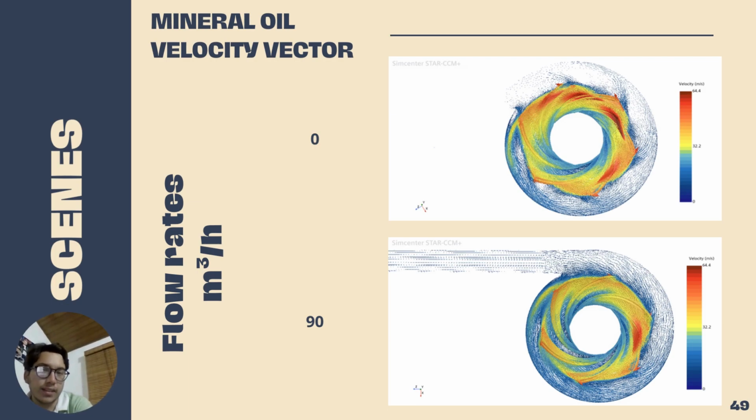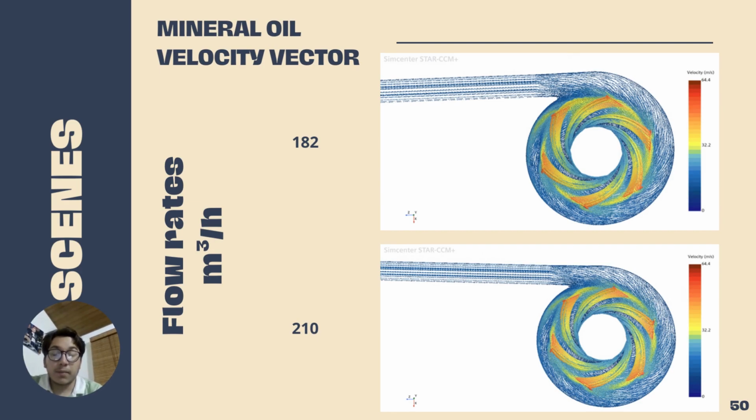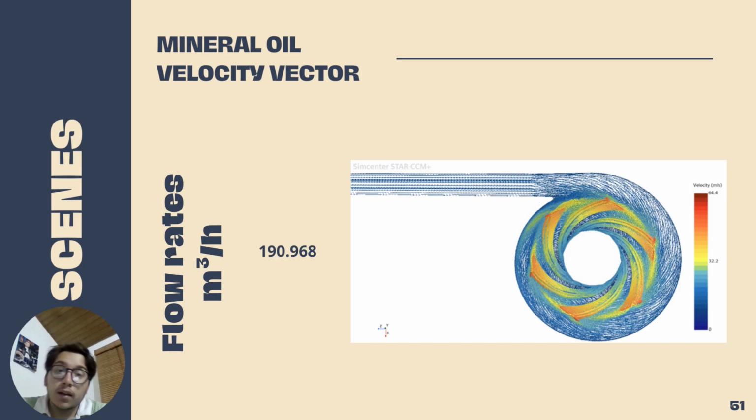Let's continue with the velocity vector for the mineral oil. We use the same flow rates as we already used in water because they are the values that the manufacturer gave us. For the last velocity vector for mineral oil, we have our best efficiency point, that was 119. And in this case, as we already concluded in water, we can see that if we increase the flow rates, we can see more velocity vectors inside the pump.